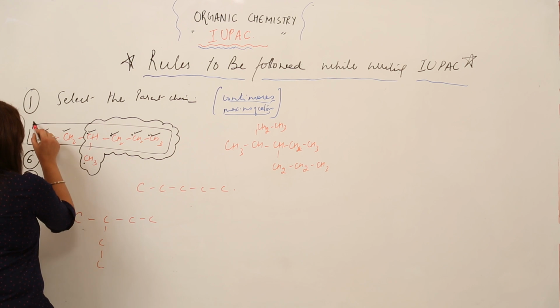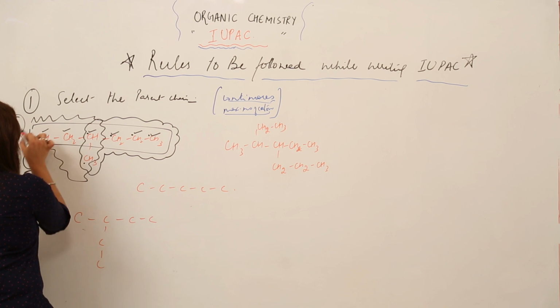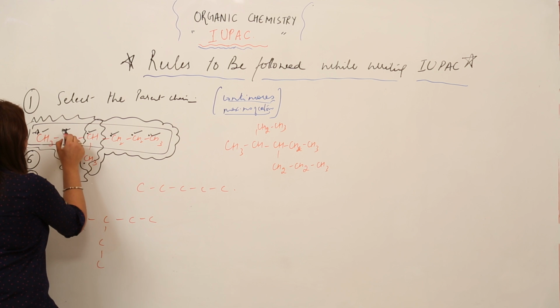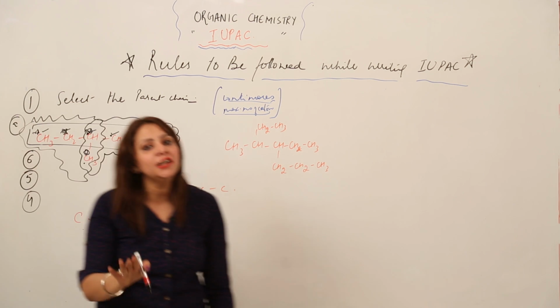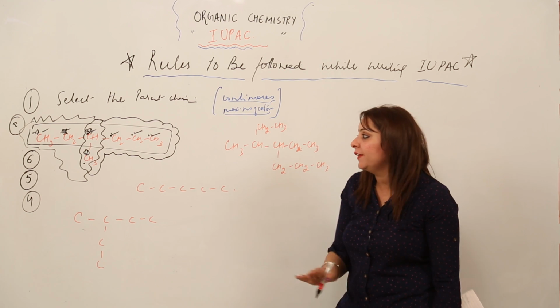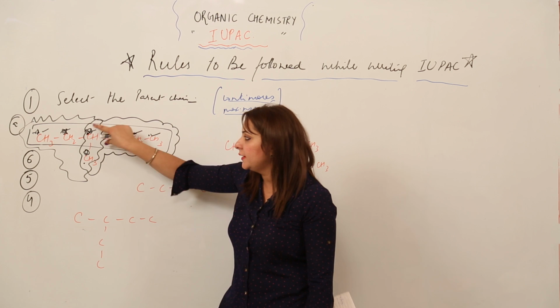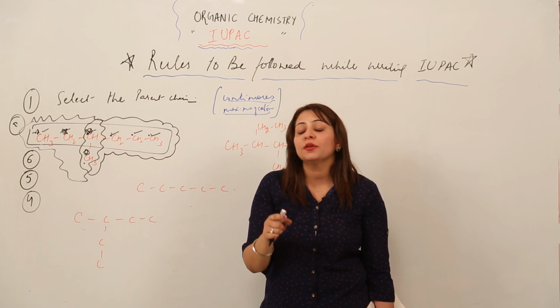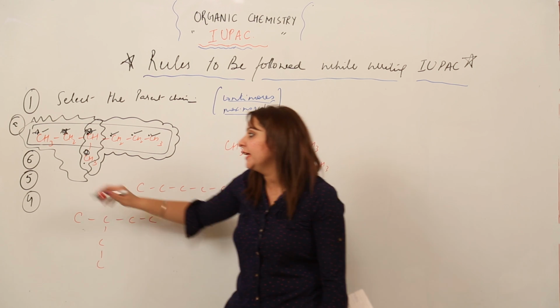And I have an option that I may select this chain as well, right? How many carbon atoms are enclosed in this case? 1, 2, 3 and 4. So there is no other option of selecting the parent chain. There are only three possible parent chains. One is this one, the other is this one, and the third is this one, right? In which chain have you got the maximum number of carbon atoms? Obviously in the 6 one.